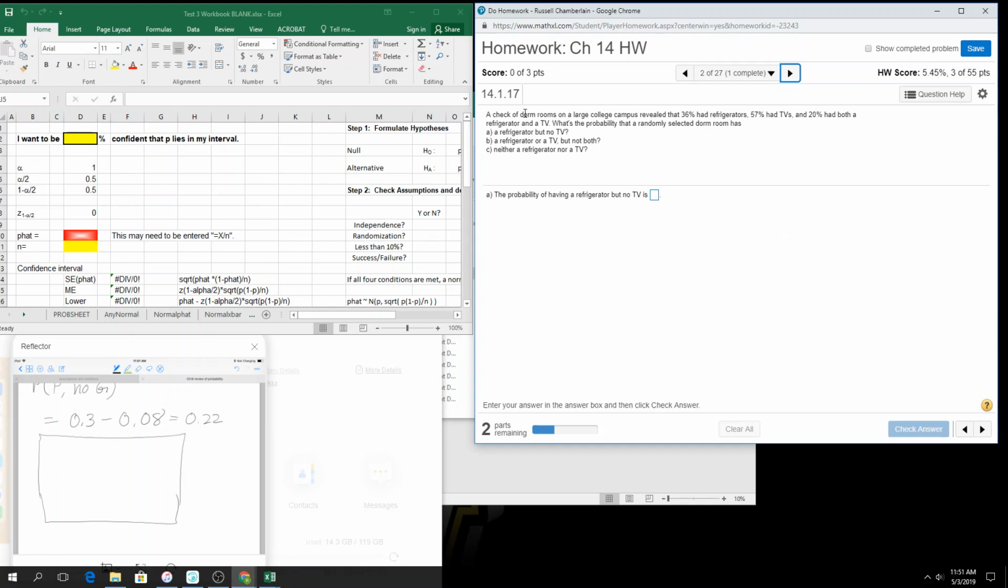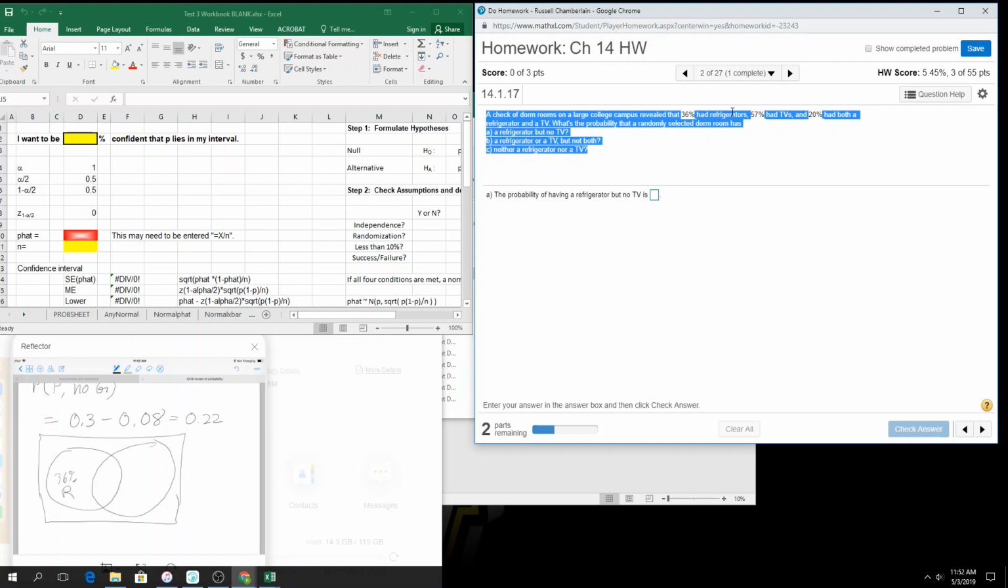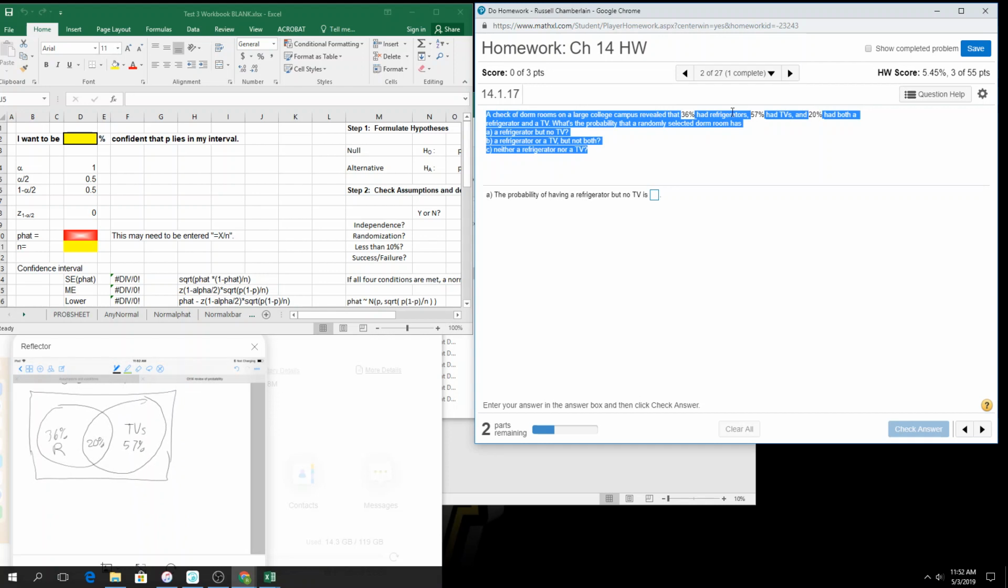Okay, so, college dorm rooms, large campus. So what do we have? 36% have refrigerators, TVs at 57%, and the overlap is 20%. Okay. All right.